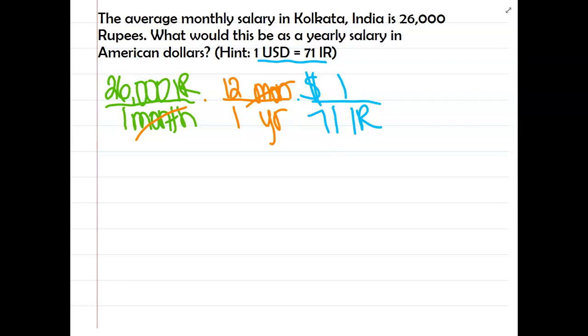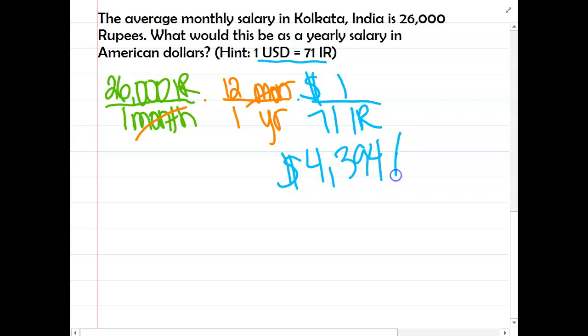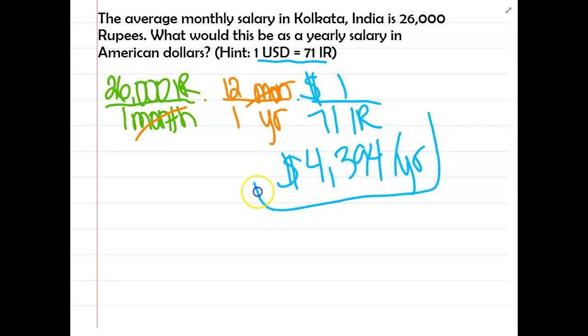Okay, here's what this is. I want you to keep in mind, this is in Calcutta, India. You do 26,000 times 12. Divide that by 71. You are going to get $4,394 per year.